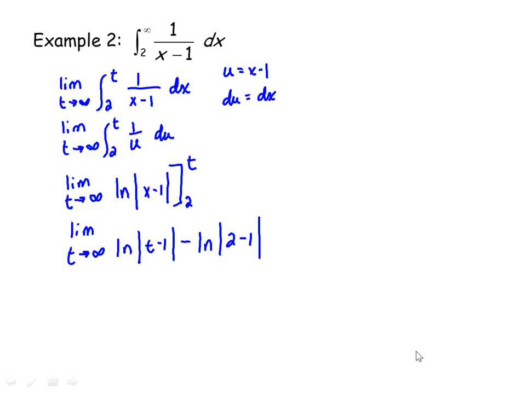Let's clean it up a little bit. Can't do anything with the natural log of t minus 1, right? Because of the t. But let's think about this. 2 minus 1 is what? 1. And the natural log of 1 is what? 0. So this goes to 0. So we don't have to worry about it anymore.